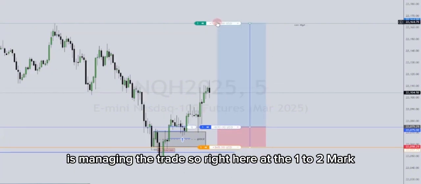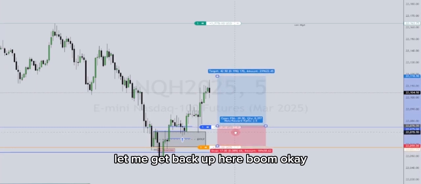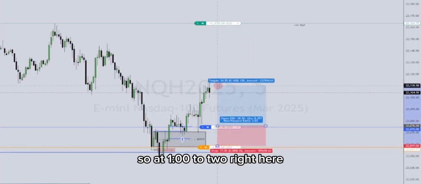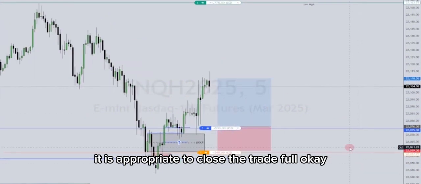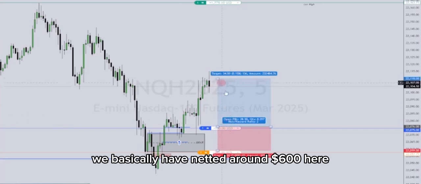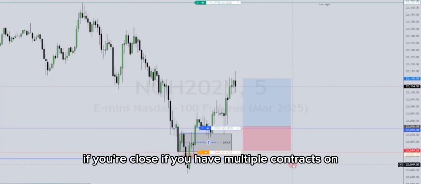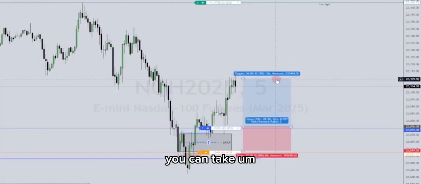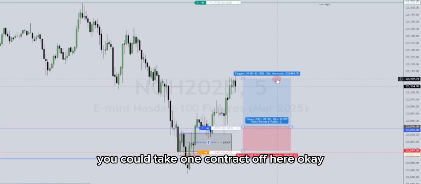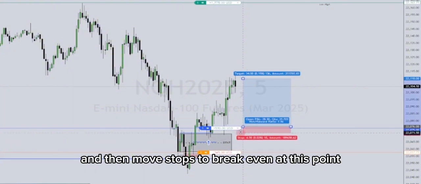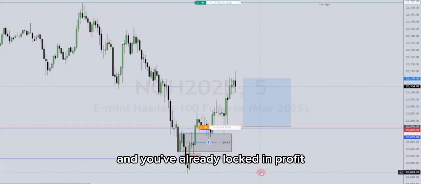So right here at the 1 to 2 mark, which I wanted to talk to you guys about first, let me get back up here. Boom. Okay. So at 1 to 2 right here, it is appropriate to close the trade full. We basically have netted around $600 here. We risked 345. Closing full here is totally appropriate. If you have multiple contracts on, you can take, in this example, let's just say if you have 2 contracts, you could take 1 contract off here. And then move stops to break even at this point. So now this trade is completely risk-free and you've already locked in profit.